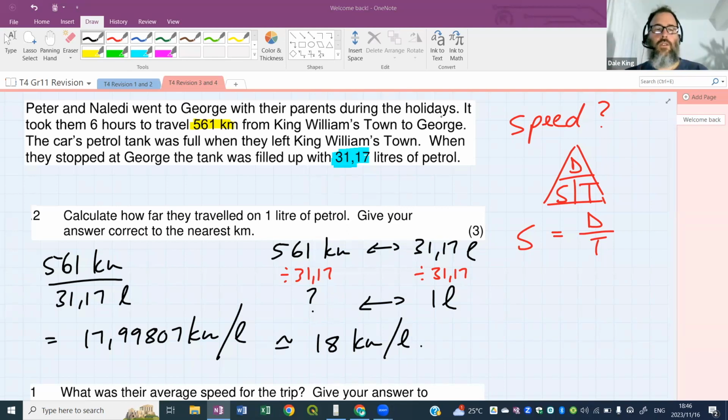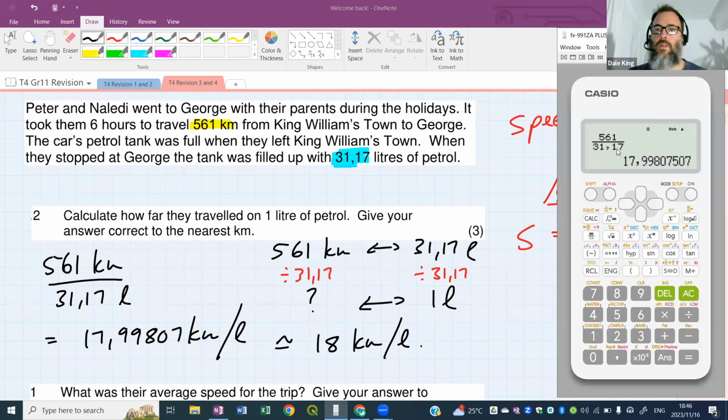Ooh, why are we getting different answers, guys? Am I doing something wrong here? 561 divided by 31.17. Guys, why are we getting different answers? Why are we getting 17.7? I'm getting 17.99. What happened?